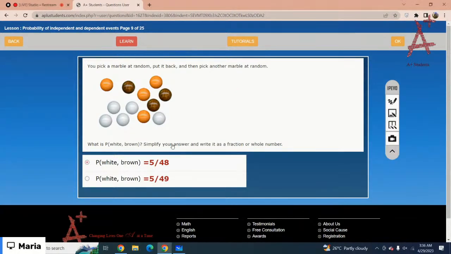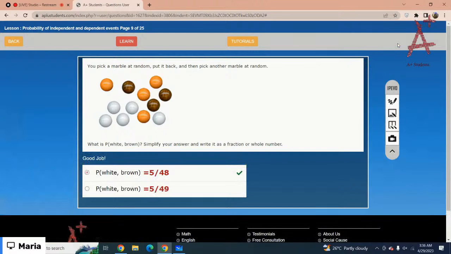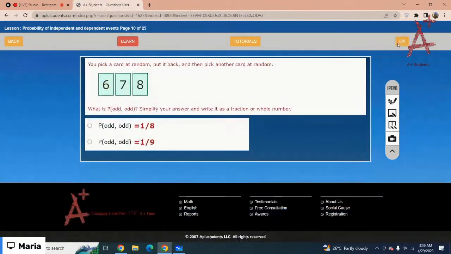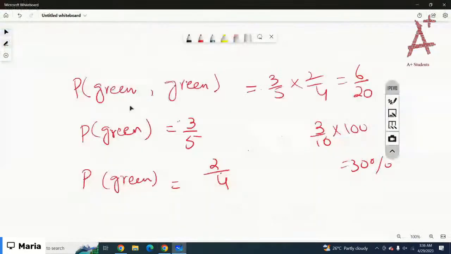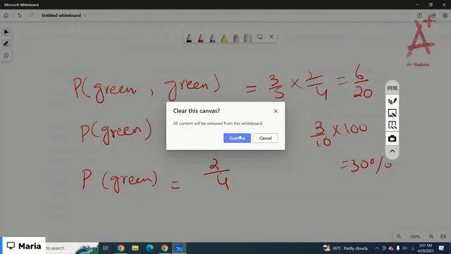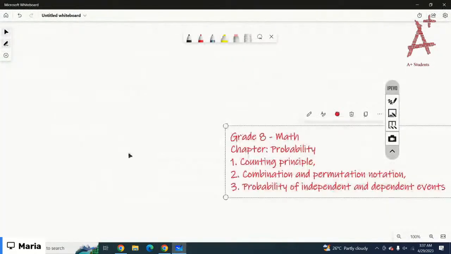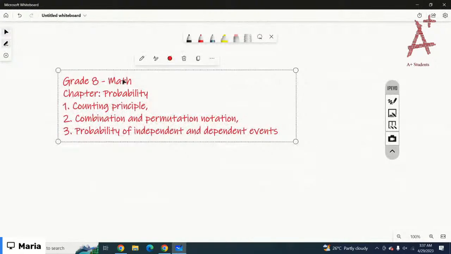Okay, you can complete the test by yourself later today. We are working on grade 9 maths, grade 8 maths. We're working on the chapter probability. The lessons we have covered today are counting principle, combination and permutation notation, probability of independent and dependent events. Please make sure before the next session you complete the test questions for the lessons we did today. If you need more help with any of the lessons, you can contact any tutor on Skype. They are available from Monday to Friday, 5 to 9.